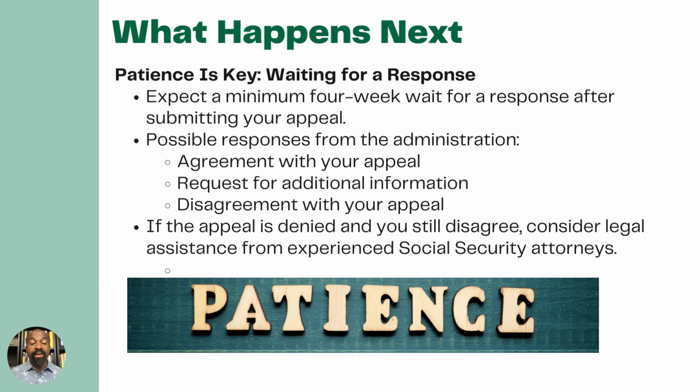And then once you file the appeal, you need to wait. Patience. You need to wait for about 4 weeks until you're going to hear, minimum, from the Social Security Administration. And they're going to give you one of three responses. Either they agree with what you said, and so you won the appeal, or they may request additional information from you, or they may totally reject your appeal.